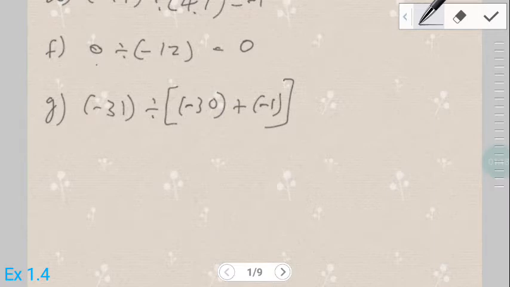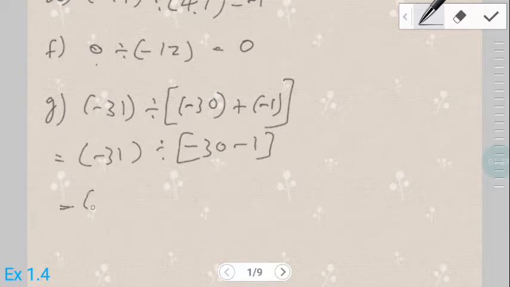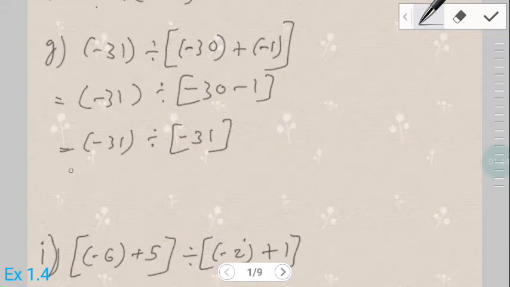Here we have to go through the BODMAS rules. Here minus 31 divided by this bracket minus 30 plus minus minus 1. Minus 31 divided, I will get minus plus, so 31 and bigger is 30, so minus 30. So these both are 31, ones are 31 and minus minus plus, so I will get plus 1.